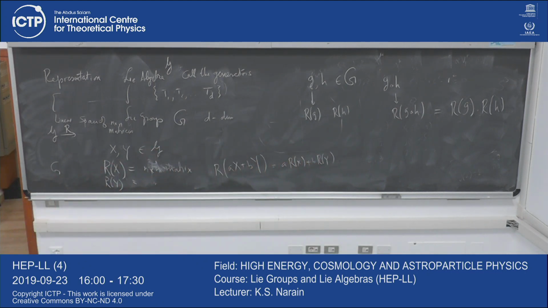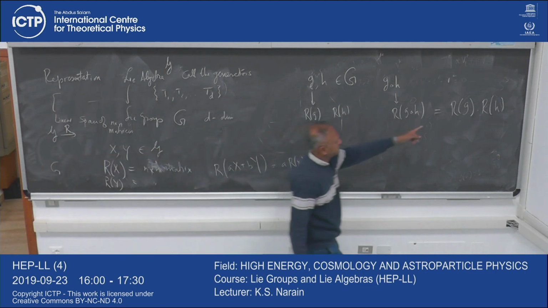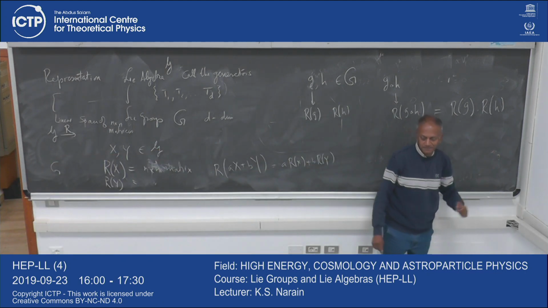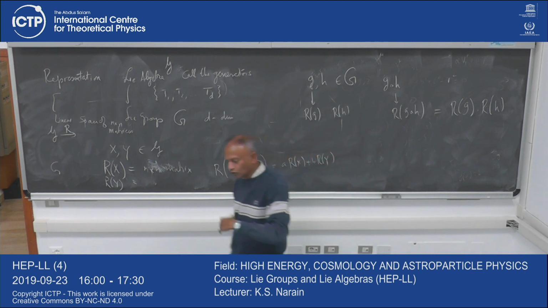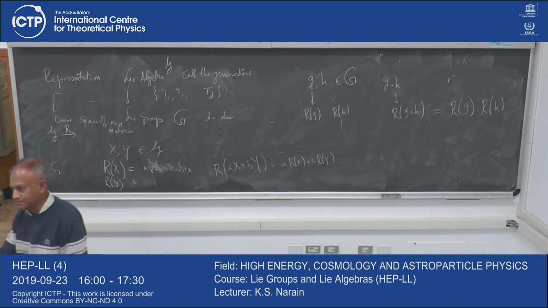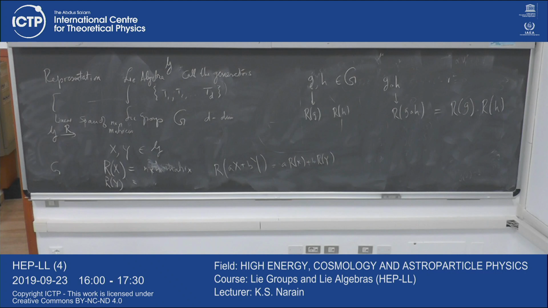And is the converse true? Actually, the converse is easier to prove, because you just take the infinitesimal element, right? G is equal to identity plus something small. To go back to the group, you basically just use the exponential map, I mean, from the Lie algebra to the group.